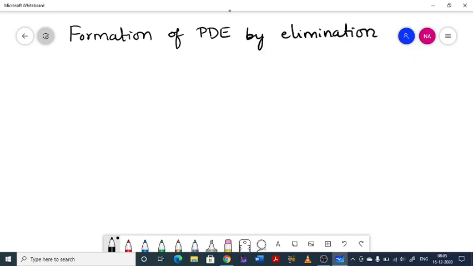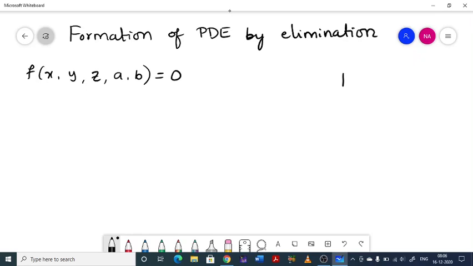ಎಲ್ಲರಿಗೂ ನಮಸ್ಕಾರ. ಈ ವಿಡಿಯೋದಲ್ಲಿ ಫಾರ್ಮೇಷನ್ ಆಫ್ PDE ಬೈ ಎಲಿಮಿನೇಷನ್ ಅನ್ನೋ ಕಾನ್ಸೆಪ್ಟ್ ಬಗ್ಗೆ ಡಿಸ್ಕಸ್ ಮಾಡೋಕ್ಕೆ ಹೋಗ್ತಿದ್ದೀವಿ. ನಾನು ಪ್ರೀವಿಯಸ್ ವಿಡಿಯೋದಲ್ಲಿ ಹೇಳಿದಾಗೆ, we are going to discuss how to form a PDE, a partial differential equation, from the given function f of x comma y comma z comma a comma b equal to 0. See, this will be the input.